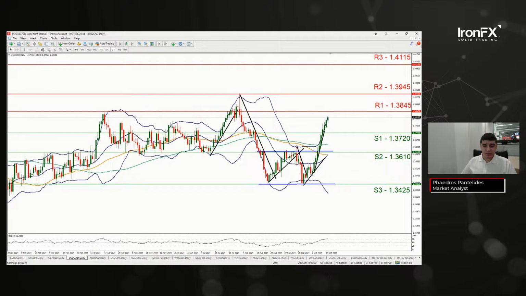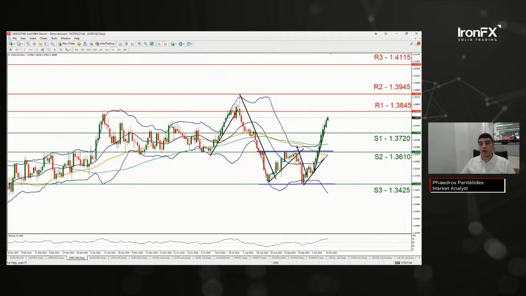US dollar gaining. CPI rates for Canada later on today might impact the Canadian dollar as well. Lower than expected, thus showcasing easing inflationary pressures could weigh on the loonie, whereas persistent inflationary pressures, so higher than expected, could provide support for the Canadian dollar.